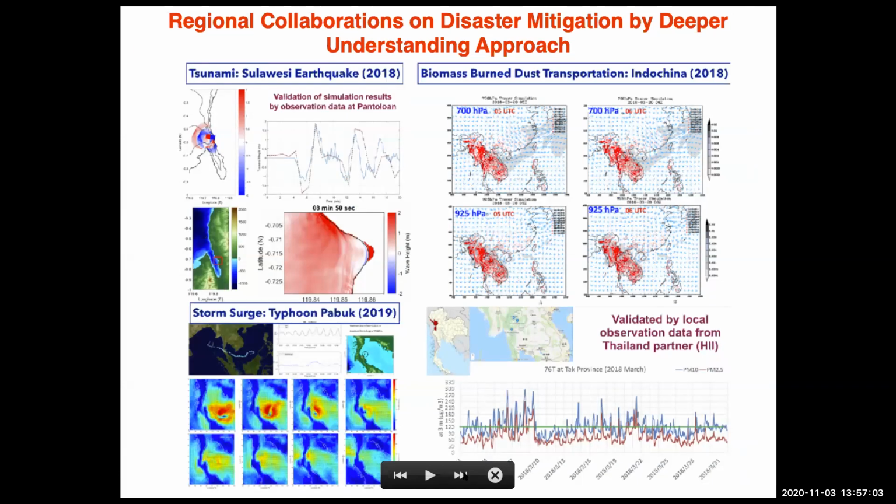In the next 2 slides, I will introduce some examples from the case studies. In these slides, 3 case study results are demonstrated as examples. The first one is the 2018 Sulawesi tsunami case study, which was conducted because of the complexity in source identification and characterization.